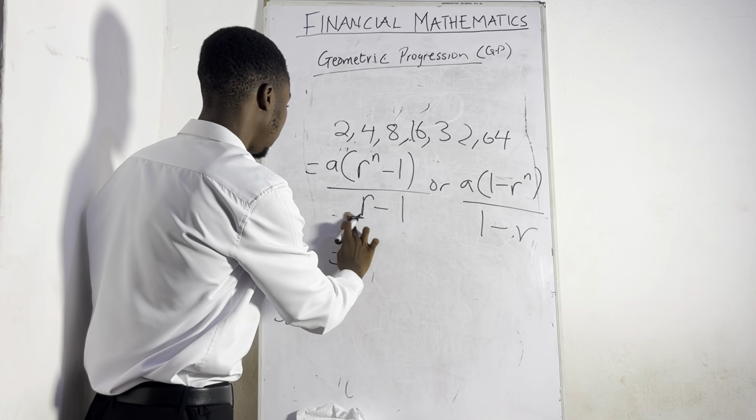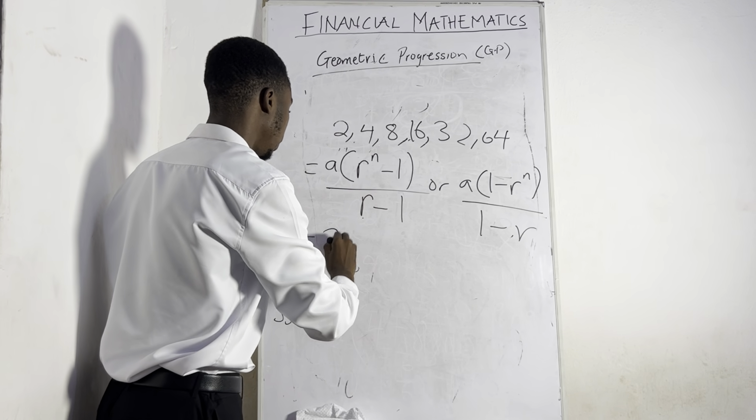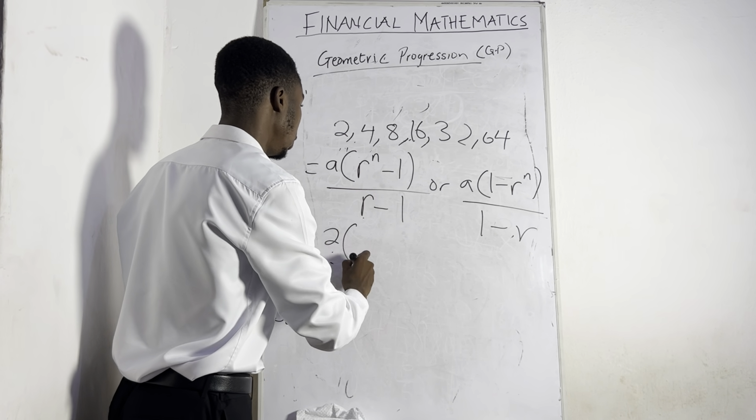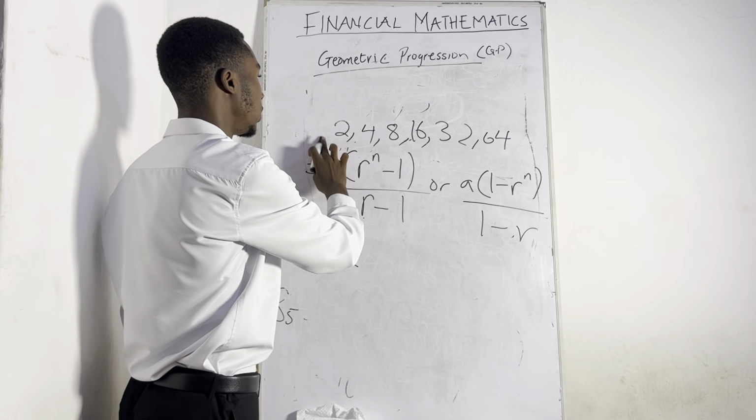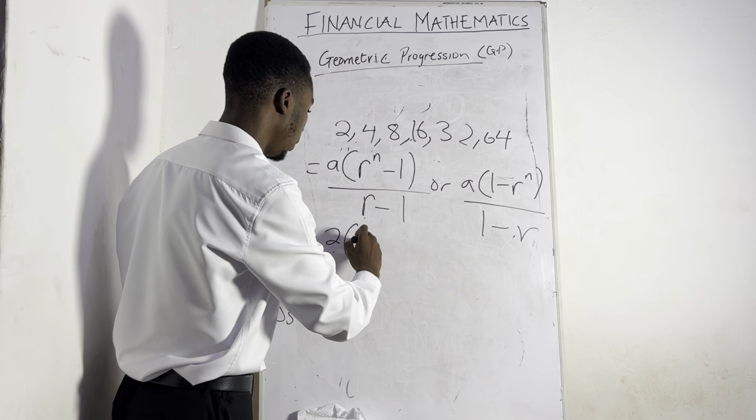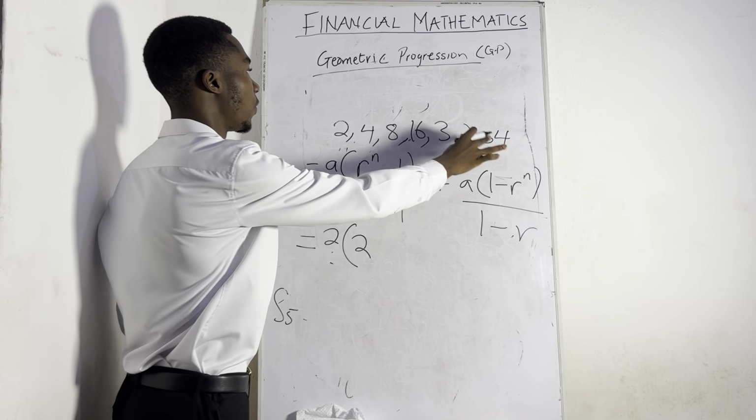Our A is the first term. So the first term here is 2. So 2 into brackets r. So 4 divided by 2 or 8 divided by 4. So 4 divided by 2 is 2. So our common ratio is 2. Exponent n. We want to find the sum of all these terms.